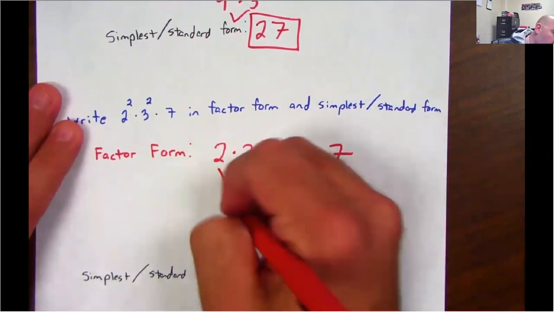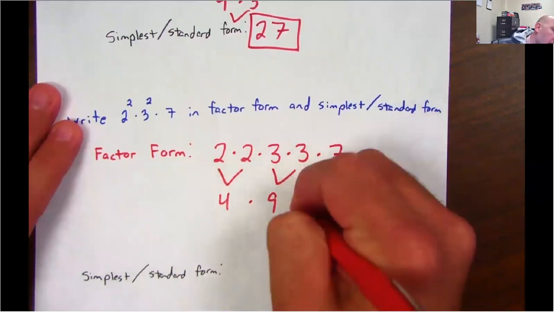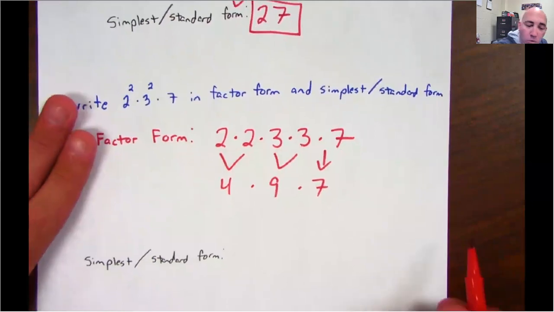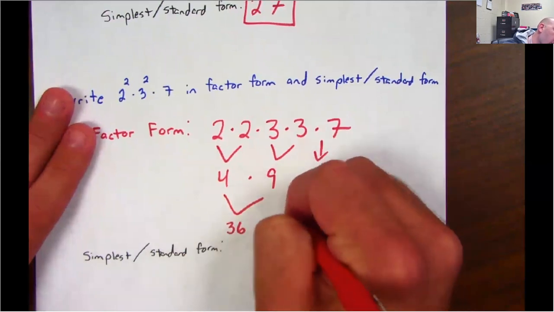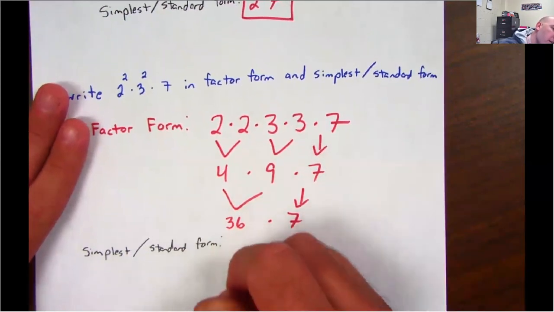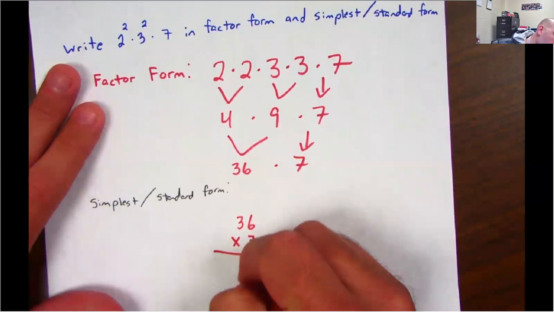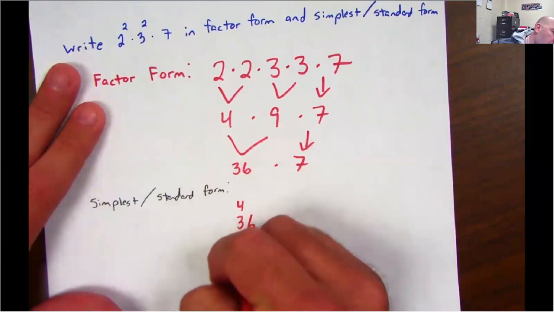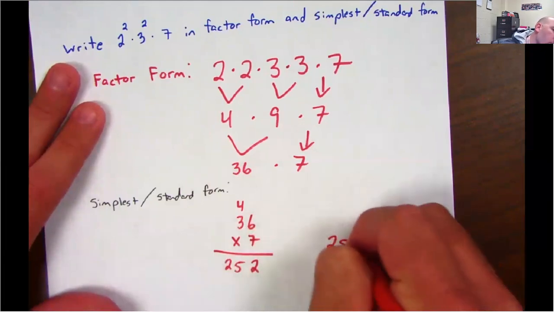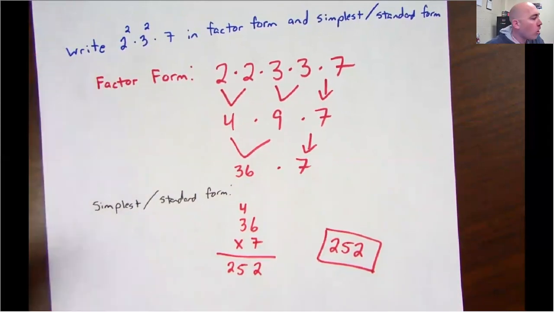2 times 2 is 4. 3 times 3 is 9. And bring down the times 7. Well, guys, 4 times 9, that's 36. Bring down the times 7. So 36 times 7. Well, 7 times 6 is 42. 7 times 3 is 21, plus 4 is 25. So in standard simplest form, that answer is 252. So again, those are all exponents, putting them in factored form and standard simplest form.